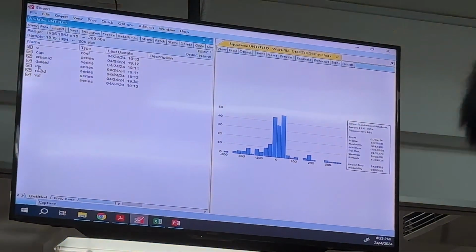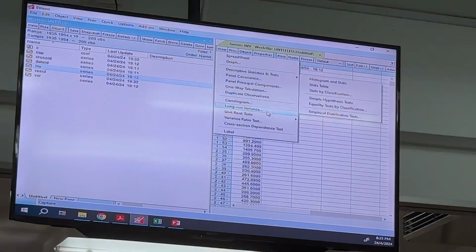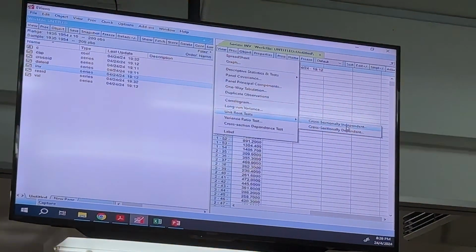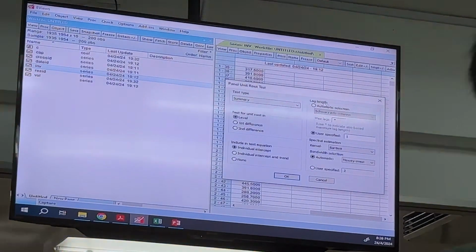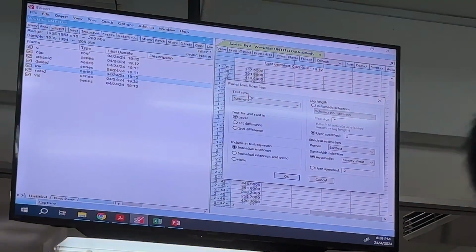If I click on one of the variables, INV for example, I go to View, and then I go to Unit Root Test. Once you click on unit root test, there are two options. One is cross-sectional independence, the other one is cross-sectional dependence. So now I will start with the first generation panel unit root test, which is the cross-sectional independence. We assume there's no cross-sectional dependency here. Once you click on this, the panel unit root test framework comes out. Then the test type. The test type here starts with a summary.